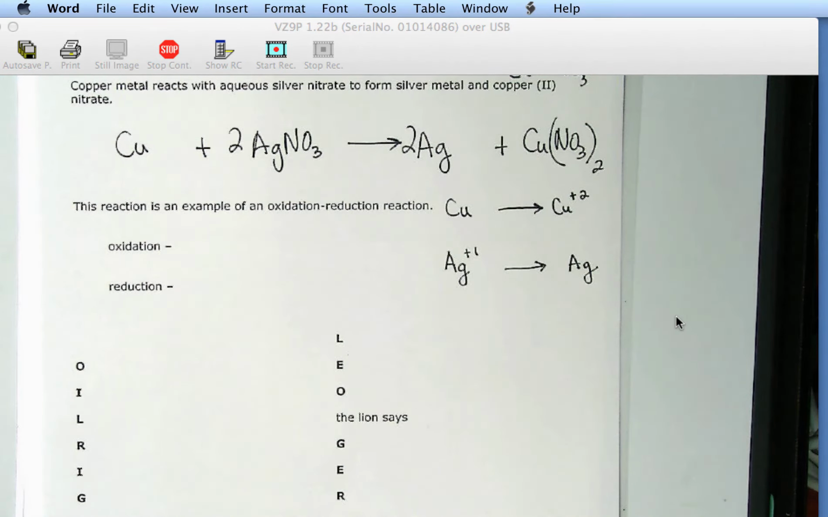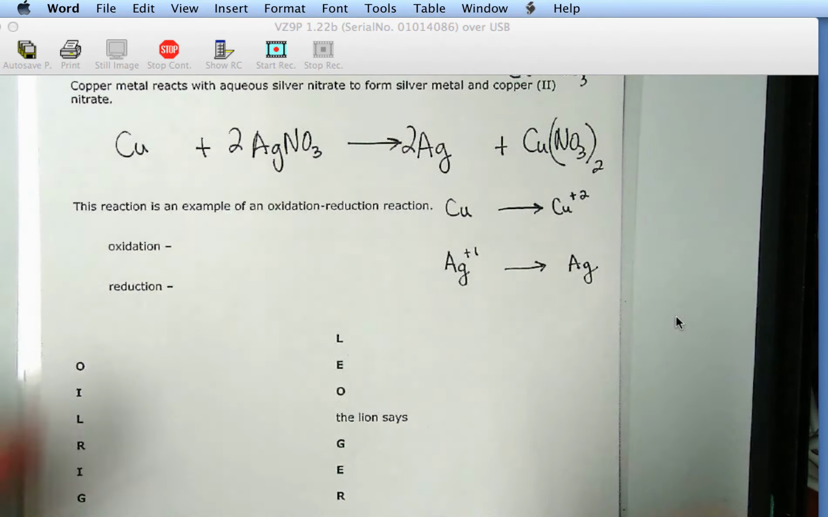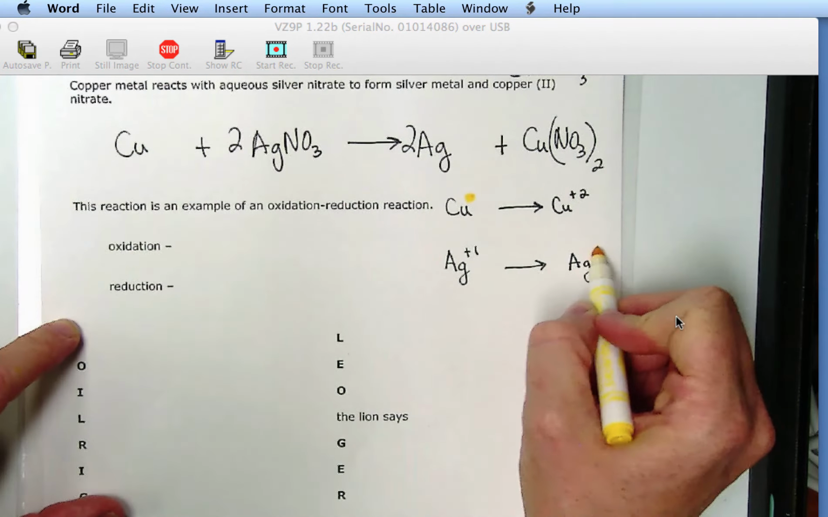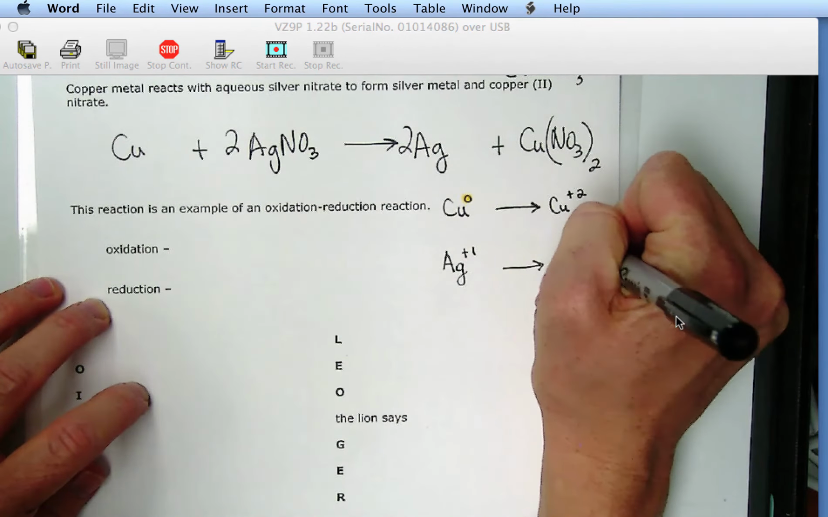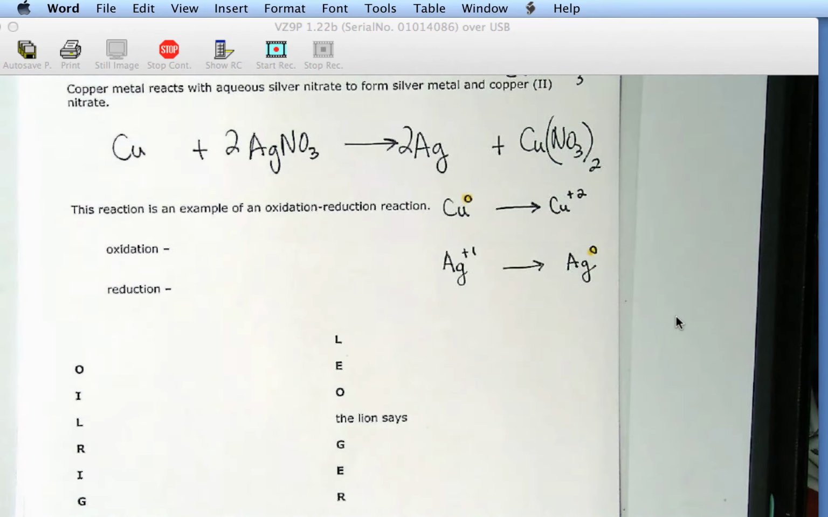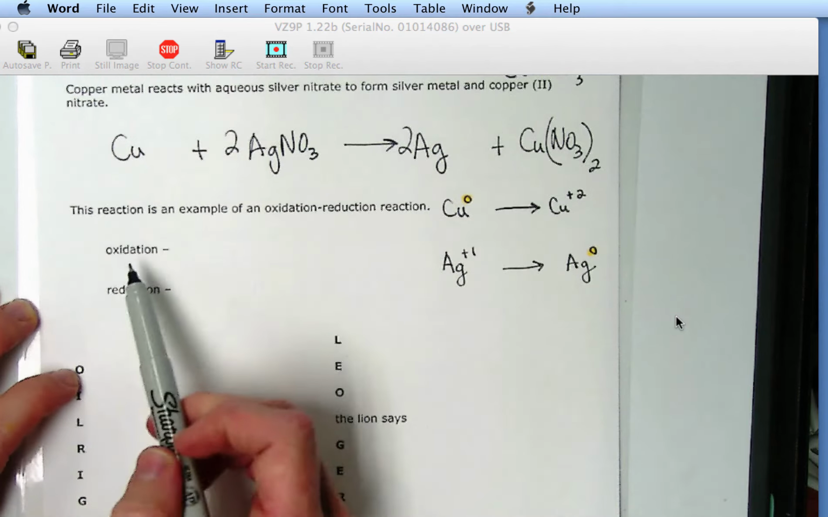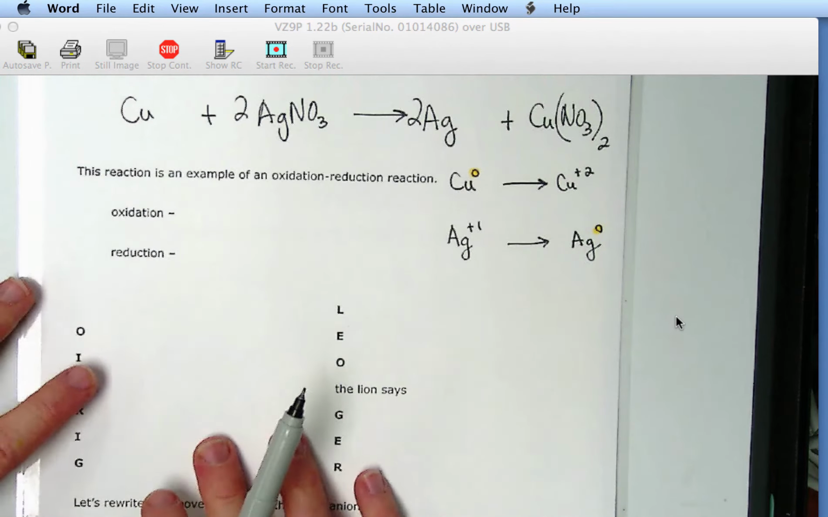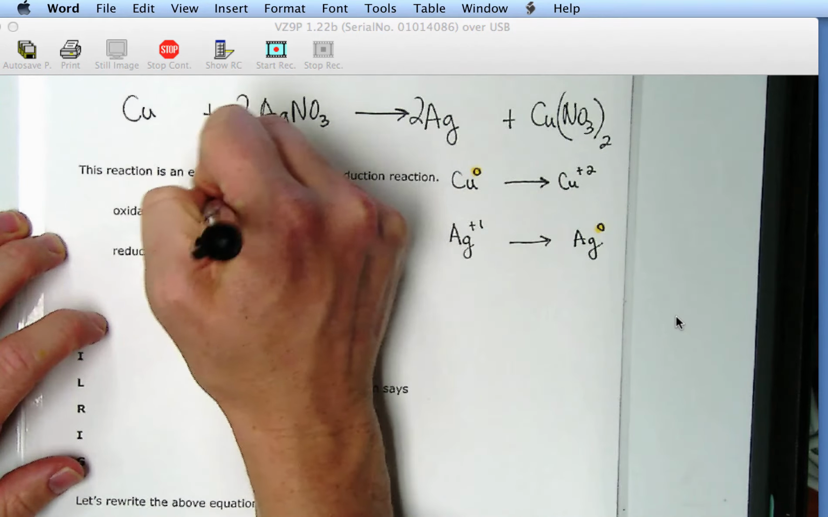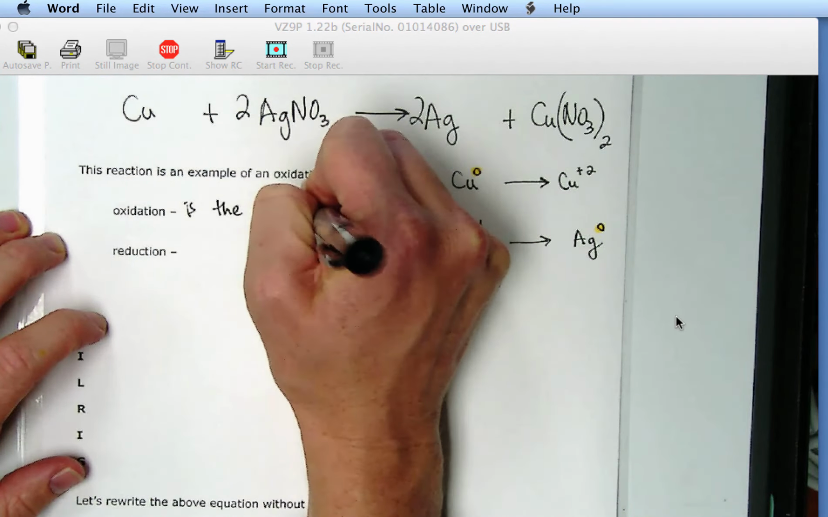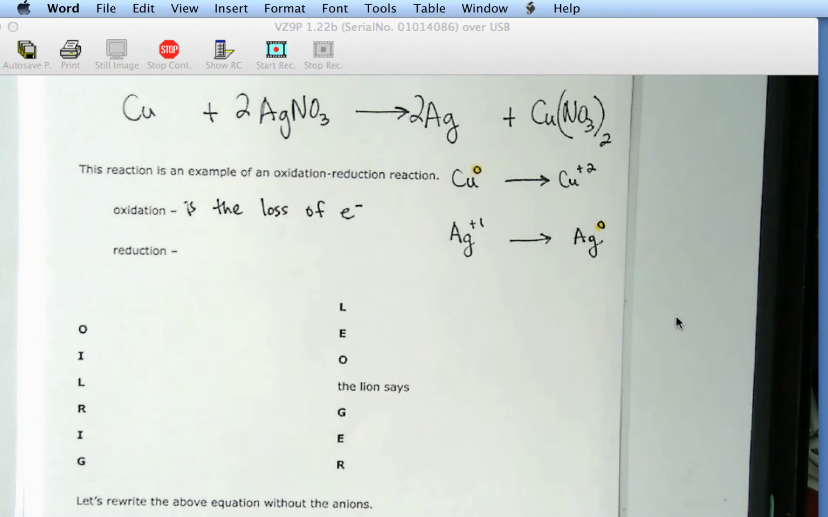So when it's just a metal, if there's no charge, that is a charge of 0. So we're going to be able to go through and identify what's getting oxidized and what's getting reduced. Oxidation is the loss of electrons. Reduction is the gain of electrons.